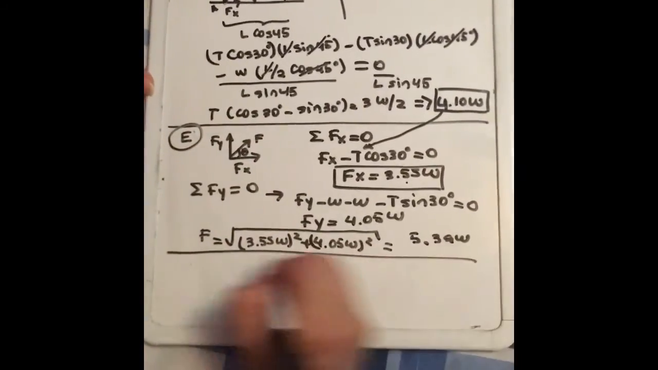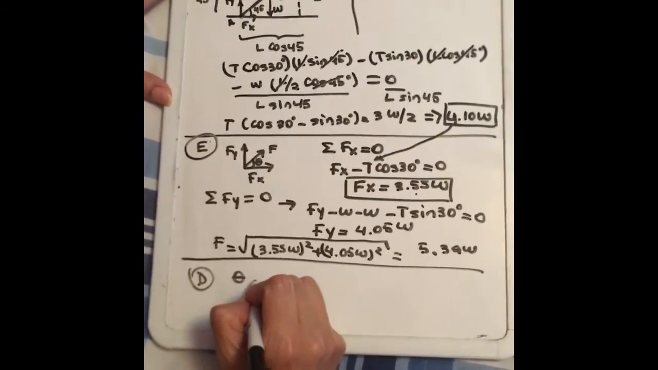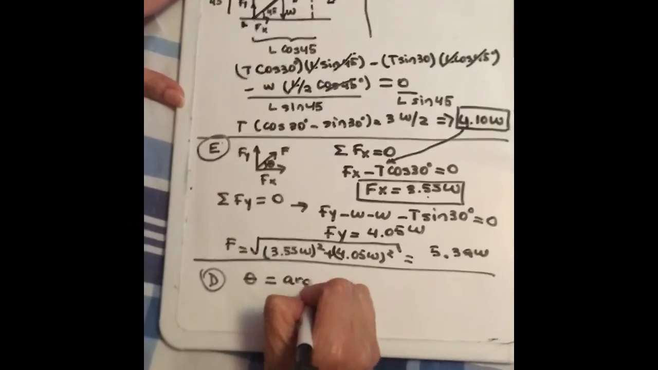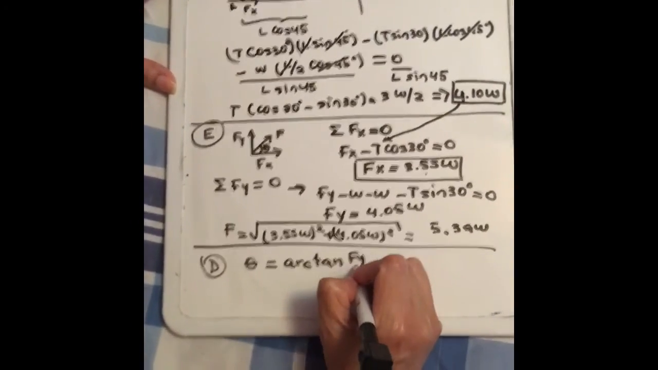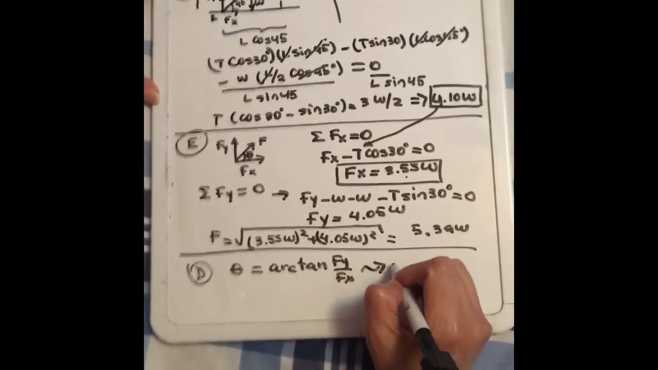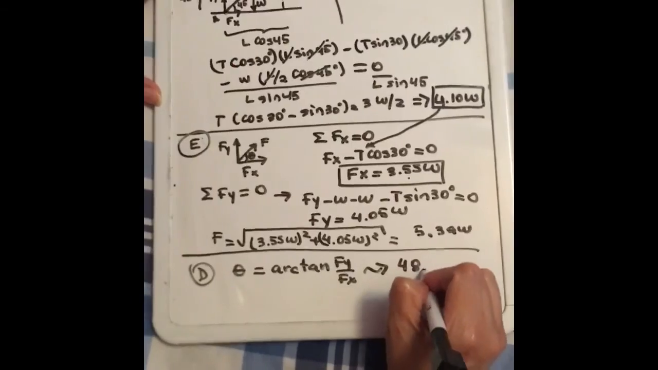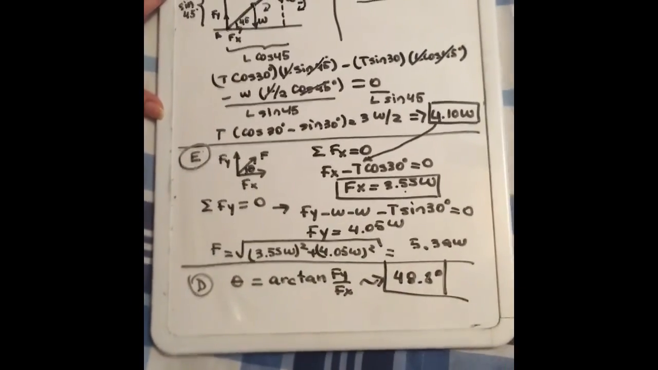And the last part, for part D, we need to find the direction, which is theta, equal to the arc tangent of f of y over f of x, and this is equal to 48.8 degrees. And that's the last part of the problem. Thank you.